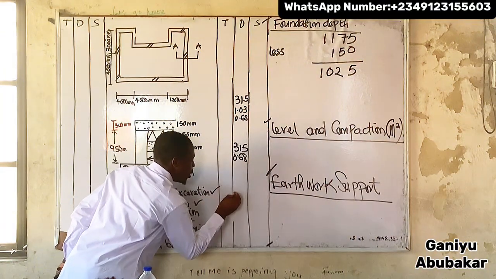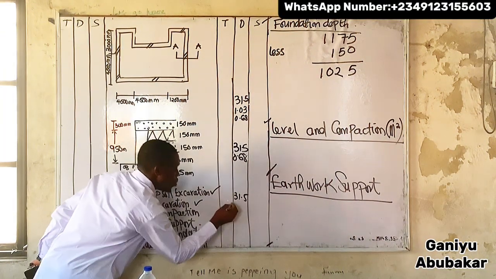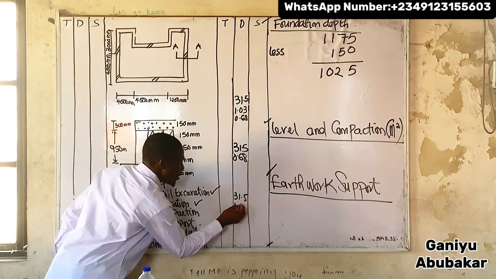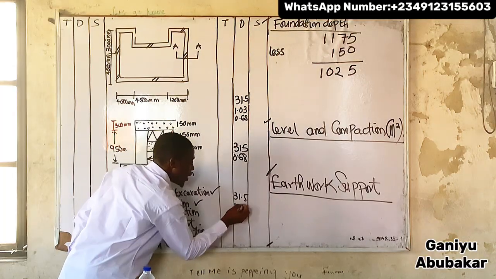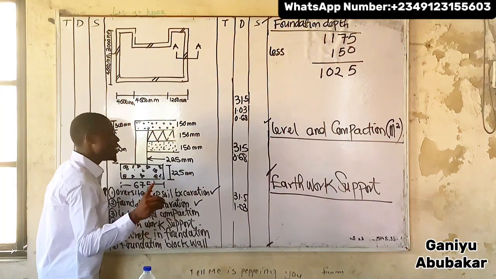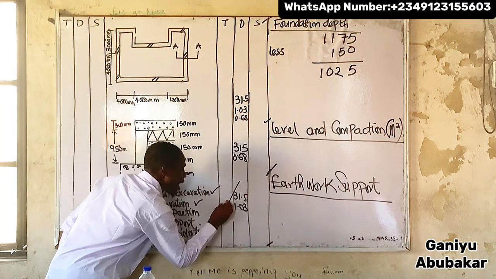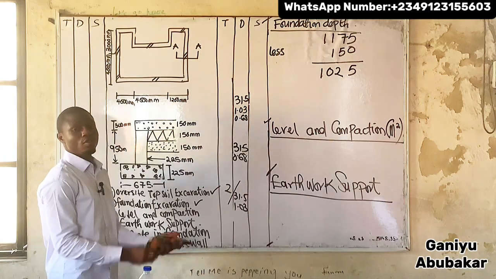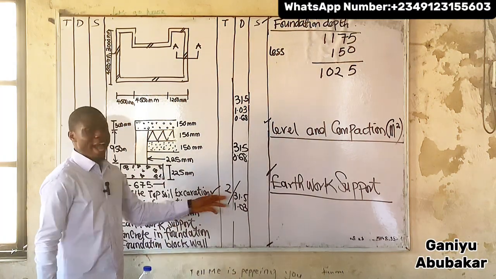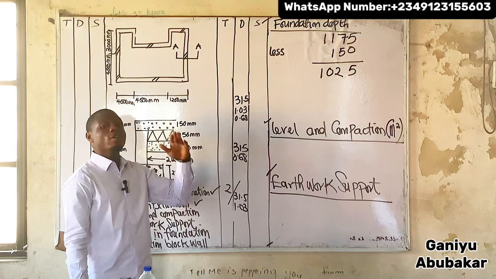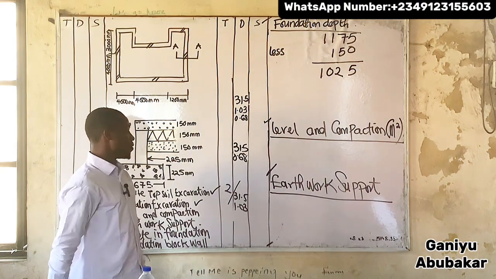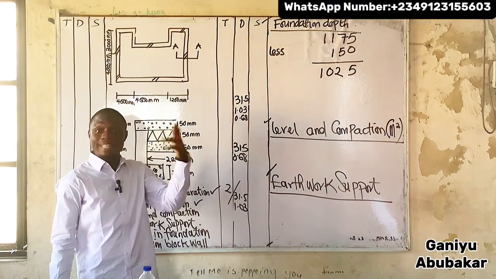That's 31.5 by 1.03. So please, here's the concept: I have to put a slash 2 for your earthwork support. That's like perimeter. Yes.